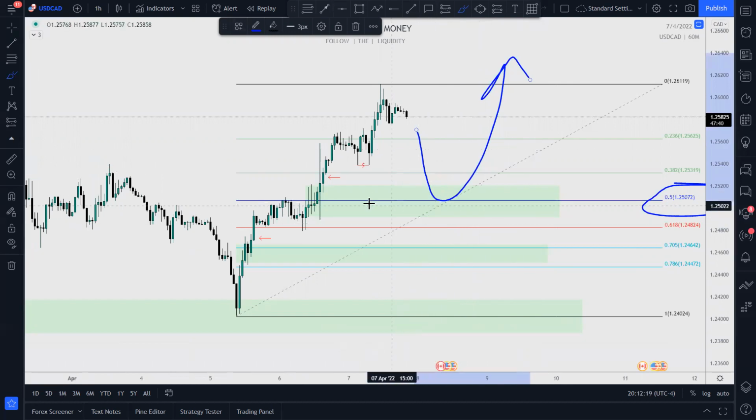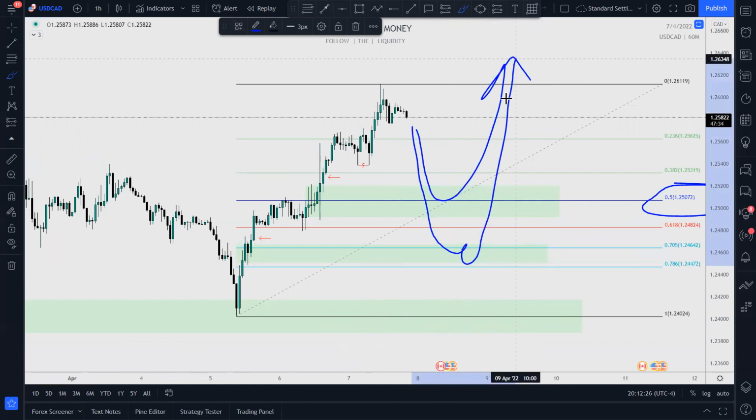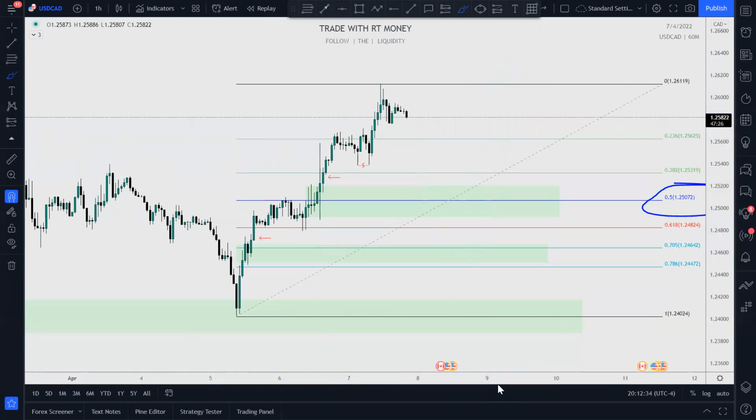If it gets past this zone, no problem. I'll take that hit, and I'll wait till it comes down here, filling in the gap, taking the liquidity, giving us the best price. Boom. No problem. Just watch for the price action once price hits those POIs.